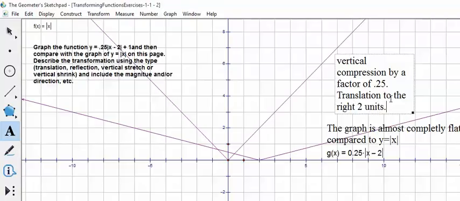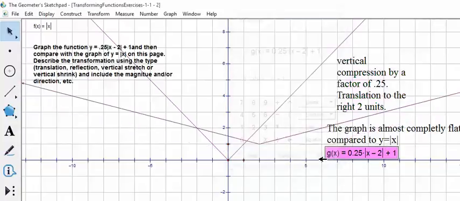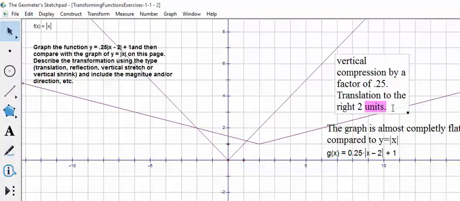Now remember that I didn't put the plus 1 on there. I'm going to get my arrow tool over here, click on my function right here, and put that plus 1. And then we'll see what that does to it. Look at that. It was down here. Now it moved up. So not only did it have a translation to the right 2 units, it also moved up 1 unit.